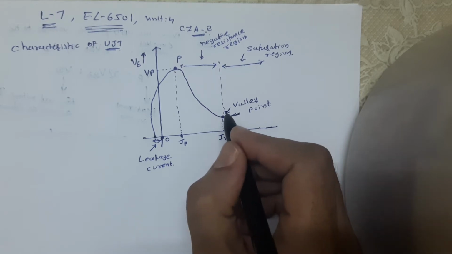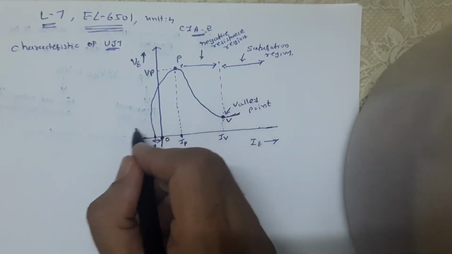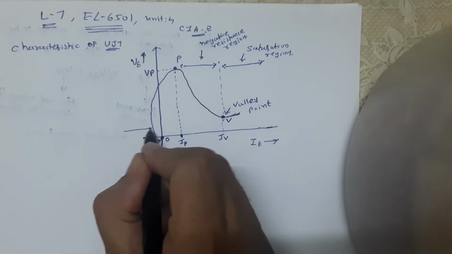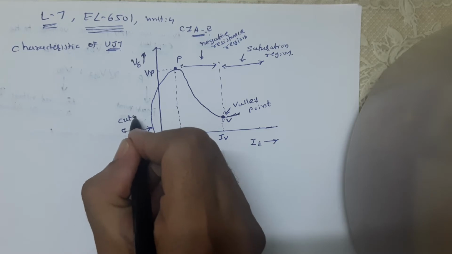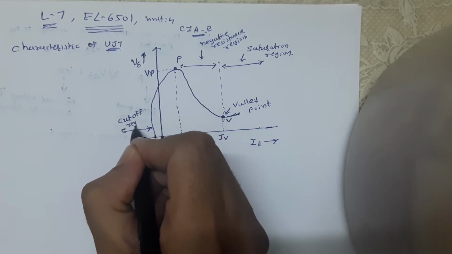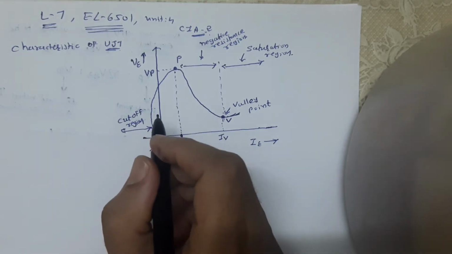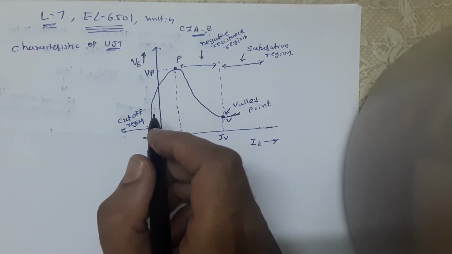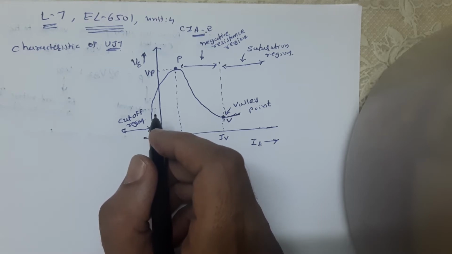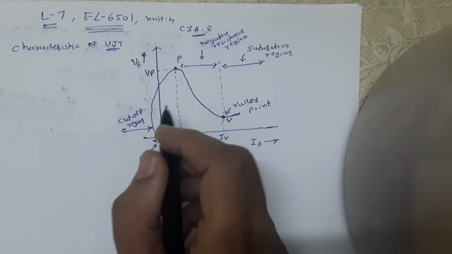This is the V. Before this is known as the cutoff region. This is the characteristics of UJT. So we discuss here the curve between VE, that means emitter voltage, versus the emitter current of the UJT at a given voltage VBB between the bases. This is known as the emitter characteristics of the UJT.